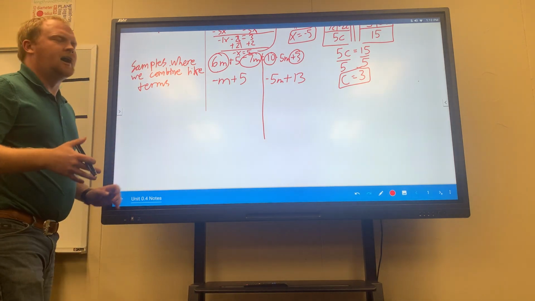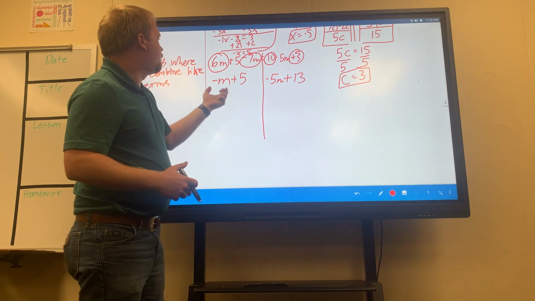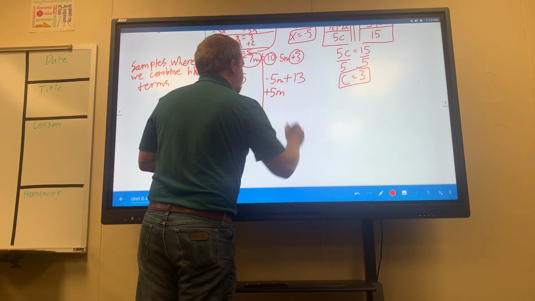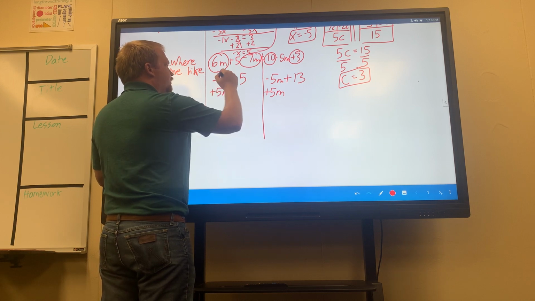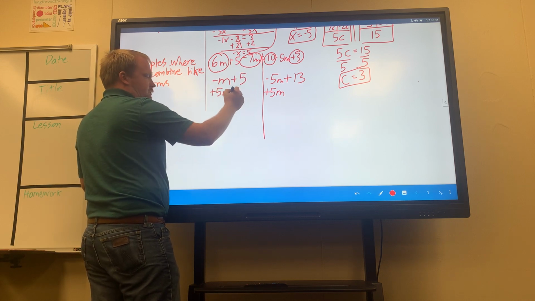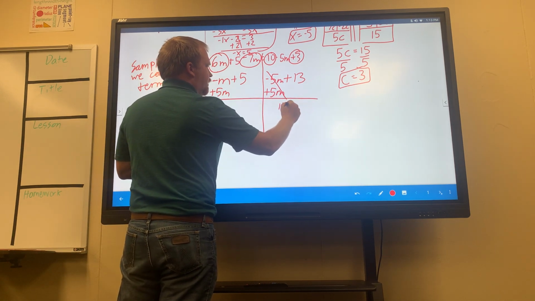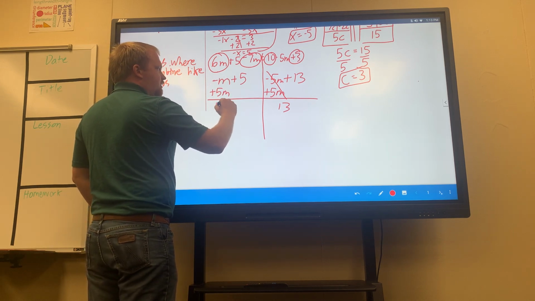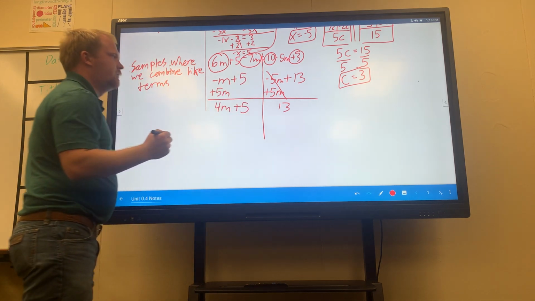Now I'm going to move terms around. I want to move this variable, negative 5m, and add it, because since it's negative, I have to add, because this is the inverse, or the opposite. So I'm going to add 5m to both sides. Since these two are the same terms, I'm adding negative m plus 5m. The 5m's cancel out, so I'm left with 13 on the right side. Negative m plus 5m gives me 4m. And I have the 5 remaining, so I'll bring that down.